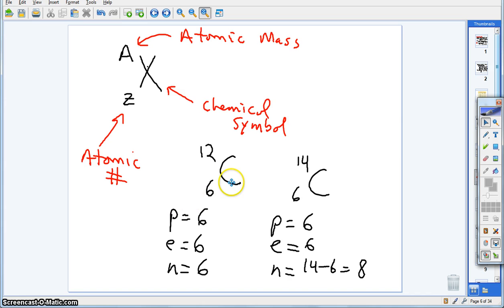And so if we go and we look at these two isotopes of carbon, we've got carbon 12 and we've got carbon 14. In the case of carbon 12, the atomic number is 6, so we have 6 protons. There are also 6 electrons because it's electrically neutral. And in this case, 12 minus 6 gives us 6 neutrons. But the lesser common isotope, carbon 14, still has 6 protons, 6 electrons, but now 14 minus 6, it has 8 neutrons, and that's how we find the neutrons, and that's how we know that these are isotopes of each other.